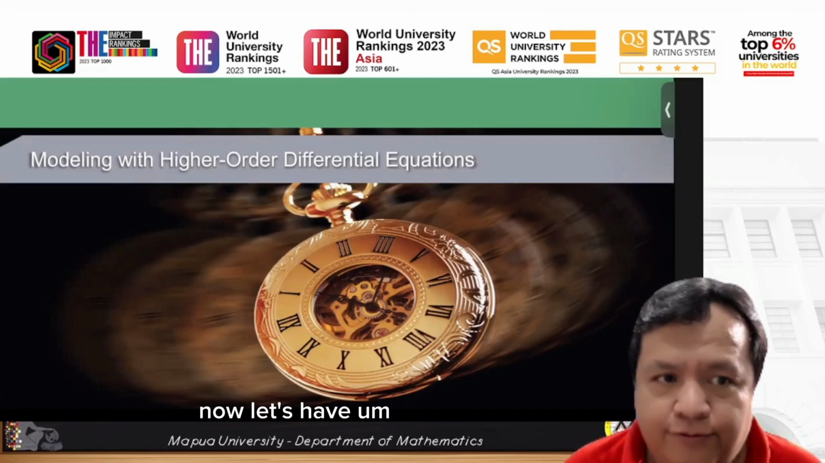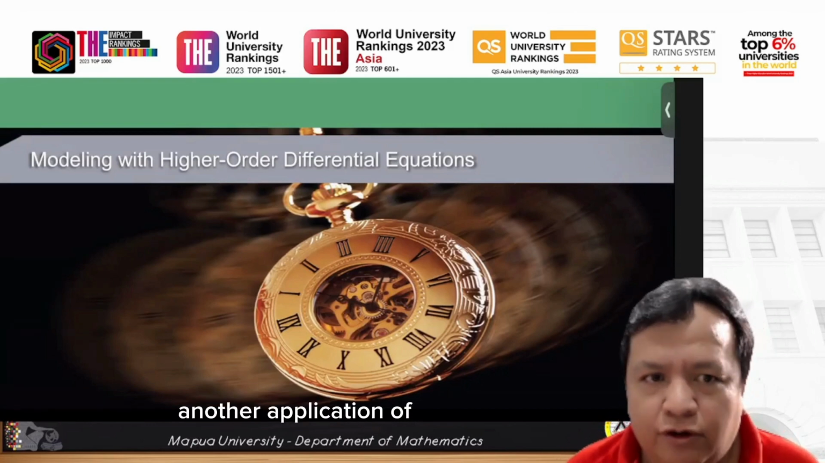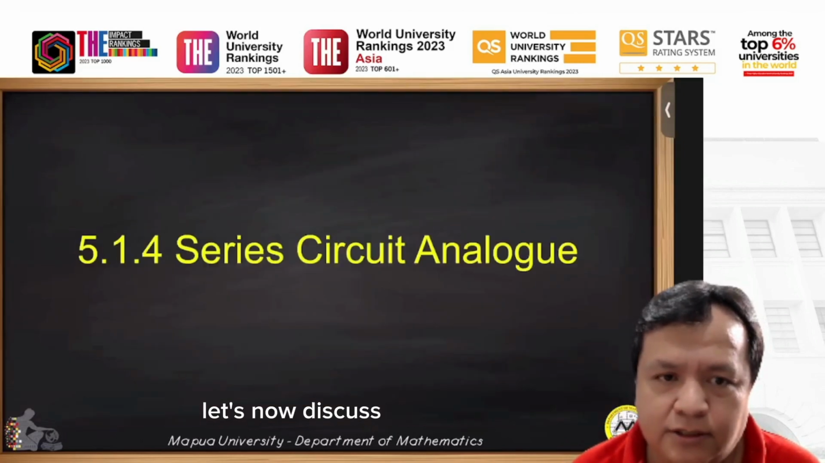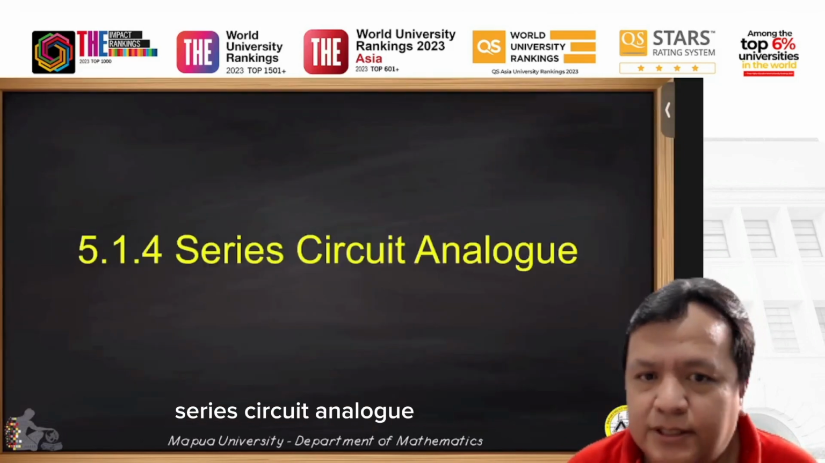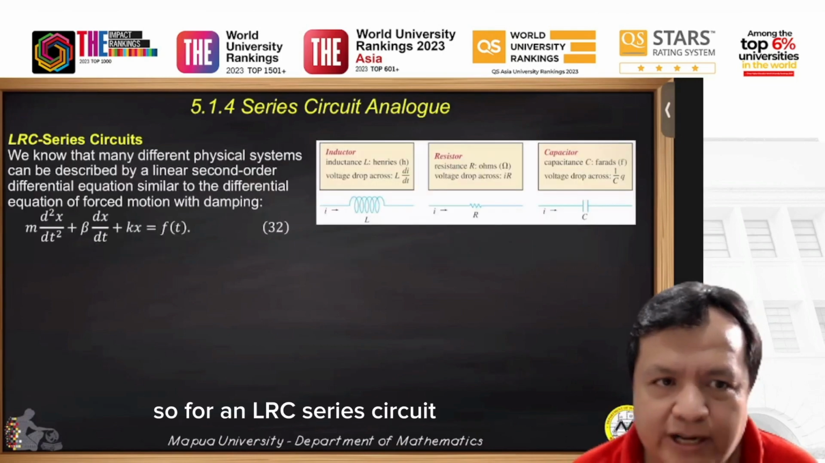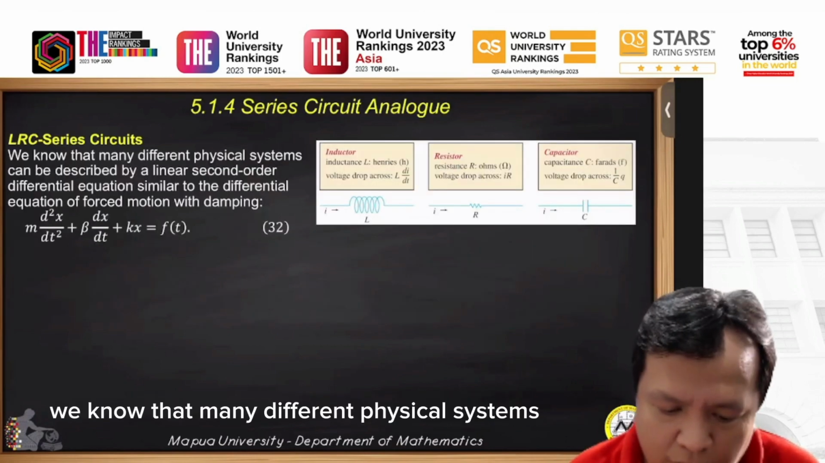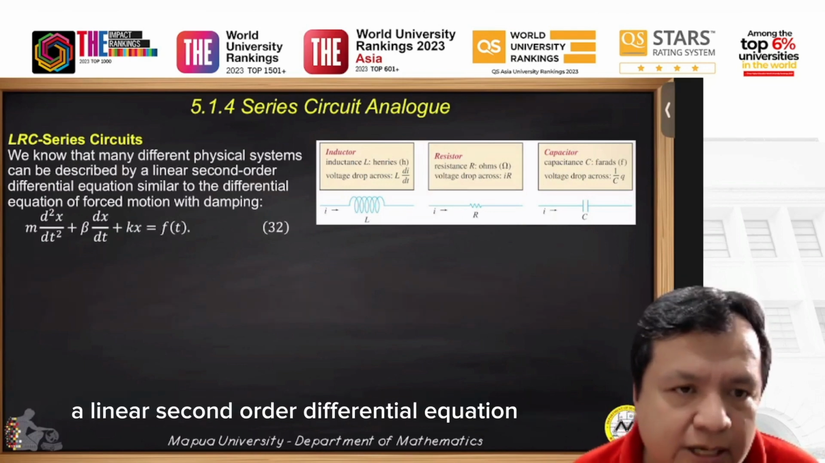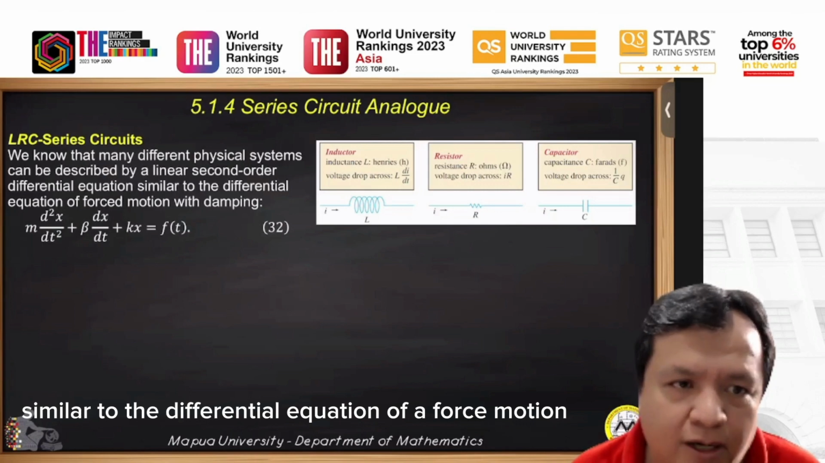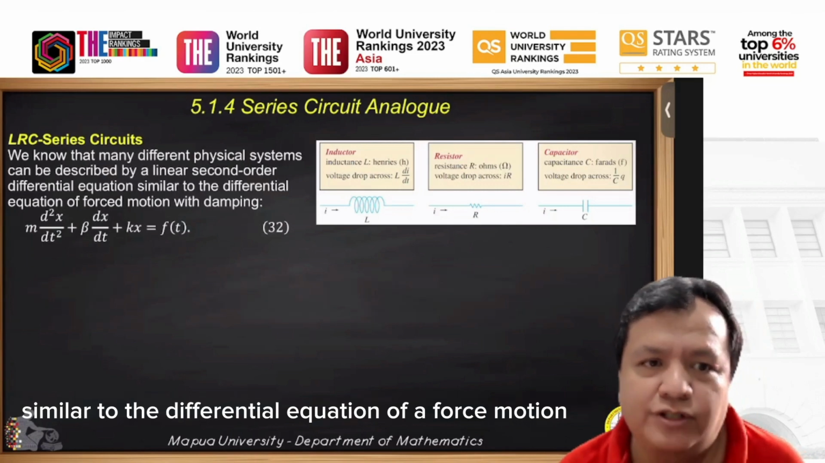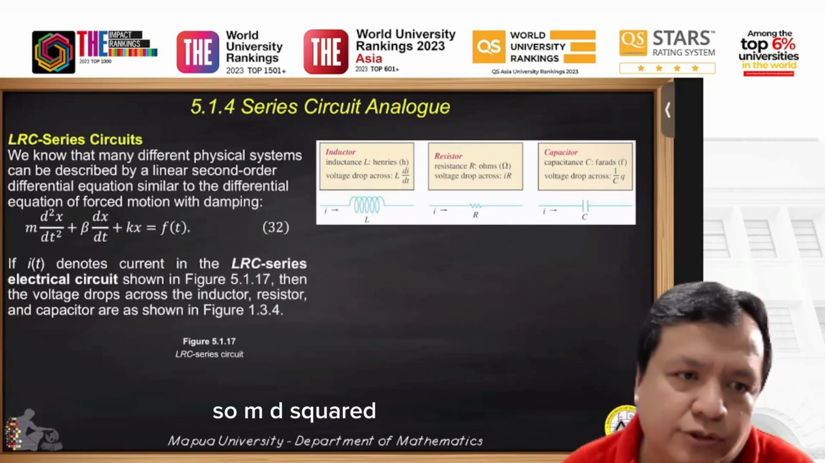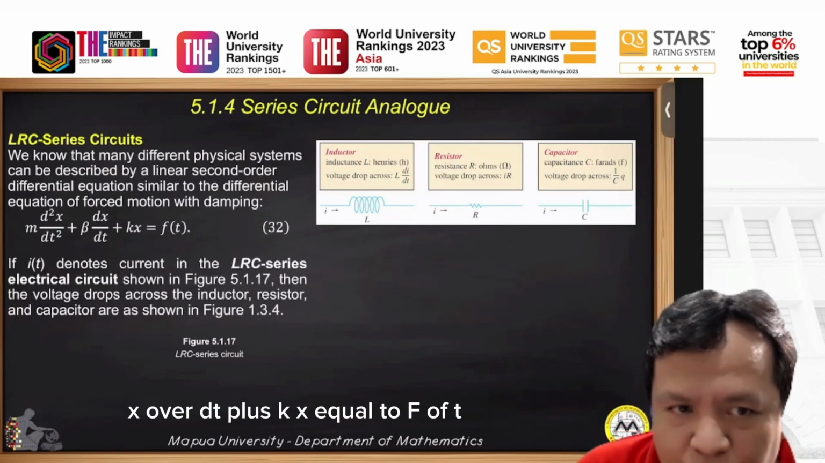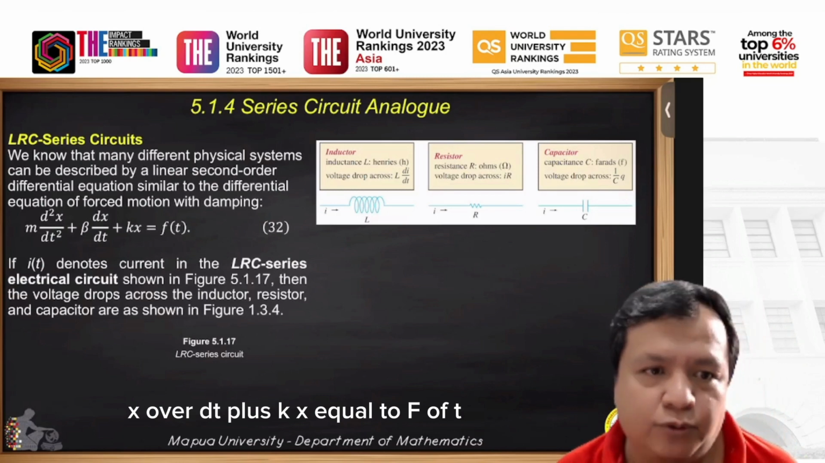Let's have another application of second order differential equations. Let's now discuss the series circuit analog. For an LRC series circuit, many different physical systems can be described by a linear second order differential equation similar to the differential equation of forced motion with damping: m d squared x over dt squared plus beta dx over dt plus kx equals f of t.